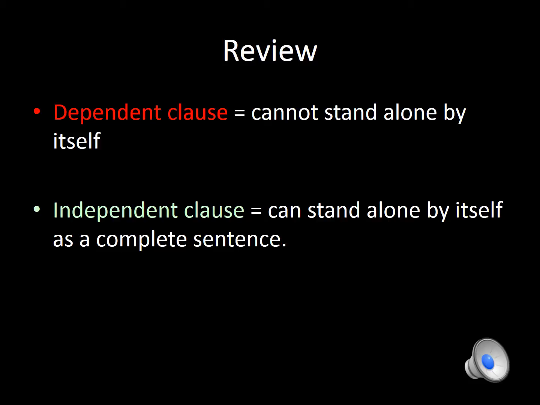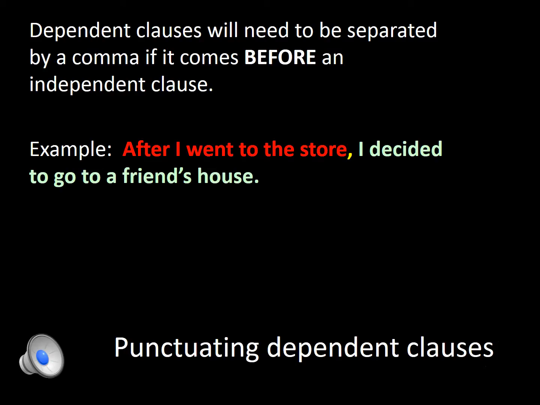Before we get into punctuating clauses, we're going to do a quick review of what a dependent clause and an independent clause is. So just to jog your memory, you have to remember that a dependent clause is something that cannot stand alone by itself, meaning that it is not a complete sentence. However, on the other hand, an independent clause is a complete sentence, and it is something that can stand completely on its own.